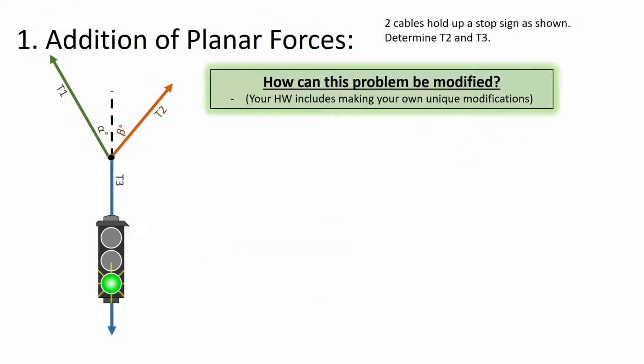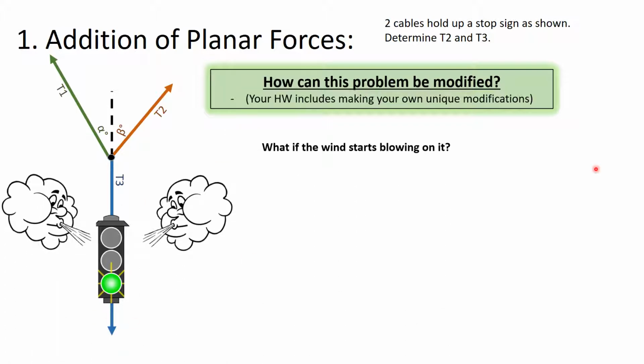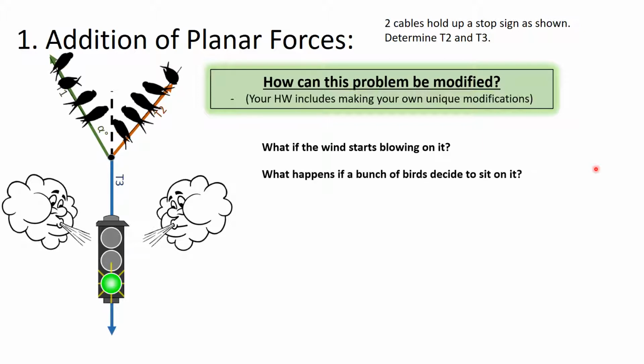The next step. In this class, we're not just going to solve the standard problem out of the book. I want everybody to think it through a little bit more deeply and modify the problem for maybe some more real-life applications. So in this example, what could change this around? Maybe there's wind blowing, and this is a real-life thing that could happen. Maybe there's a bunch of birds that decide to sit on the cable. Maybe there's an ice storm that's going to add some weight to it.